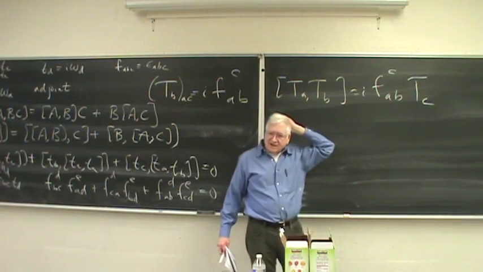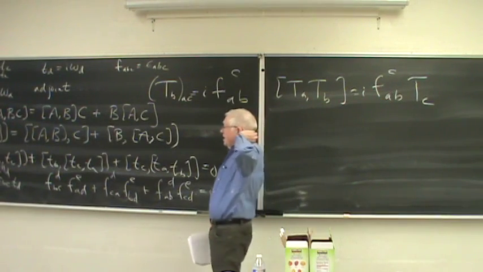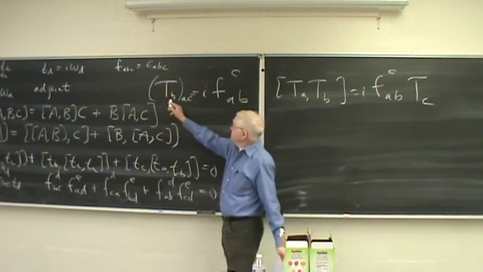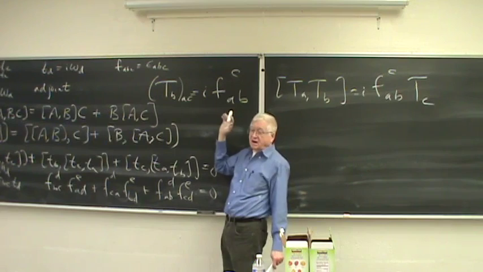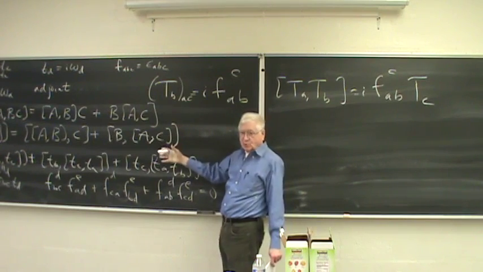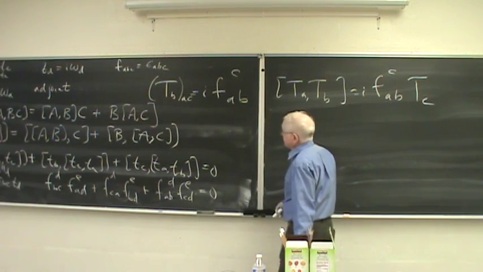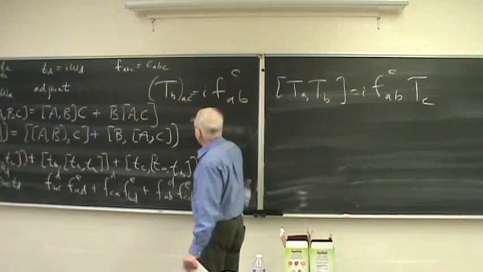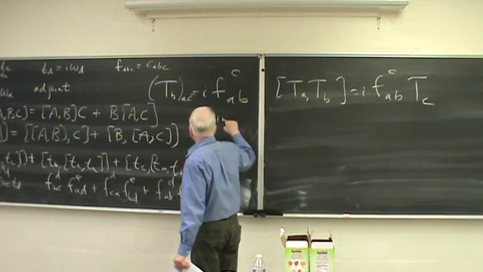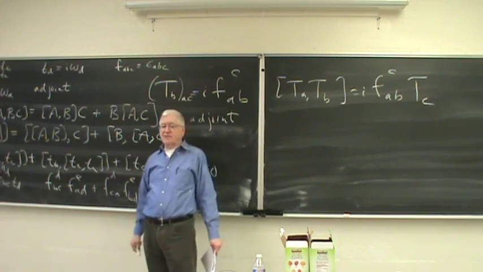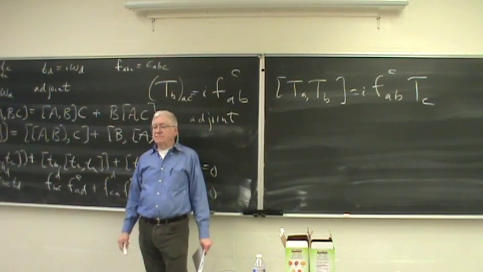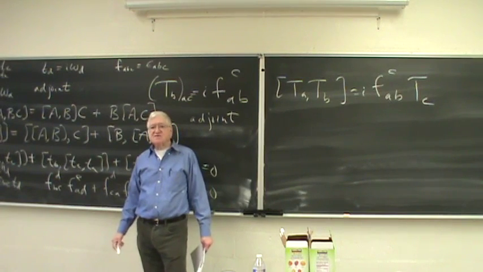So what that tells you is that the matrices defined this way are generators of the same group. And this is called the adjoint representation. And in the case of O(3), we went directly to the adjoint representation because the 3x3 representation is the adjoint representation.